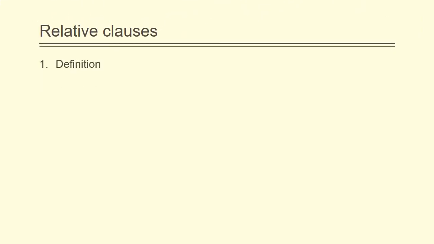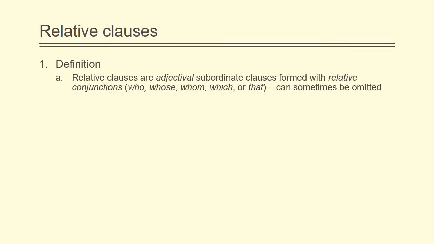Let's define relative clauses. So these are adjectival subordinate clauses formed with a relative conjunction. These are who, whose, whom, which, or that. And again, as we've seen with other types of conjunctions, these can sometimes be omitted. The most common role that the relative clause plays is that of the noun phrase post modifier. Let's take a look at some examples.